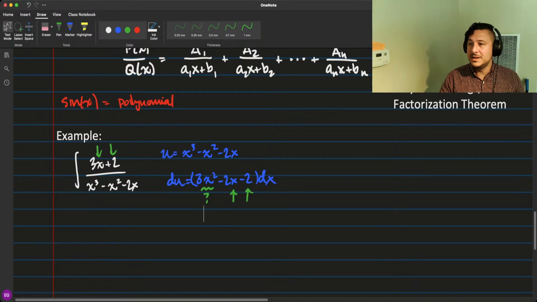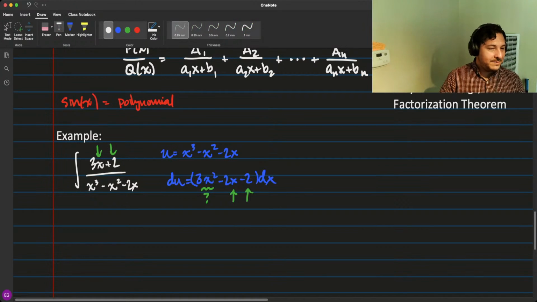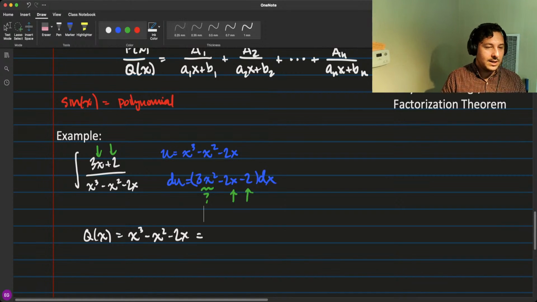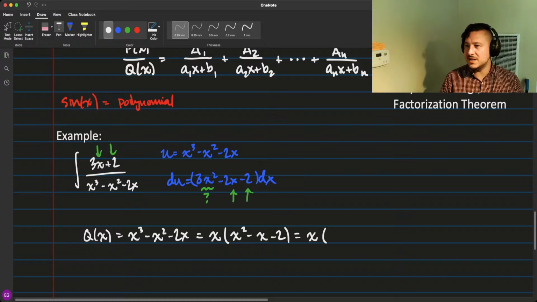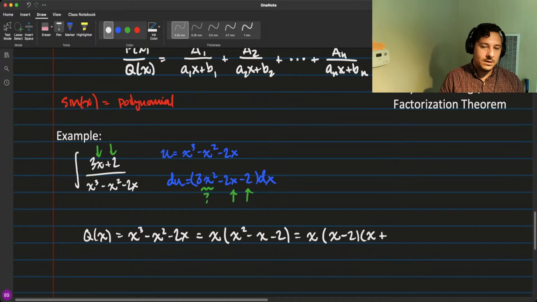So you're like, okay, but I do notice that my p of x is 3x plus 2, and my q of x is x cubed minus x squared minus 2x. What can I factor that into? First of all, I can factor out an x, and I'll get x times x squared minus x minus 2, which can also be factored. X squared minus x minus 2, didn't we encounter that in the last problem? Yeah, so we know what the factorization of that is. It's x minus 2 times x plus 1.